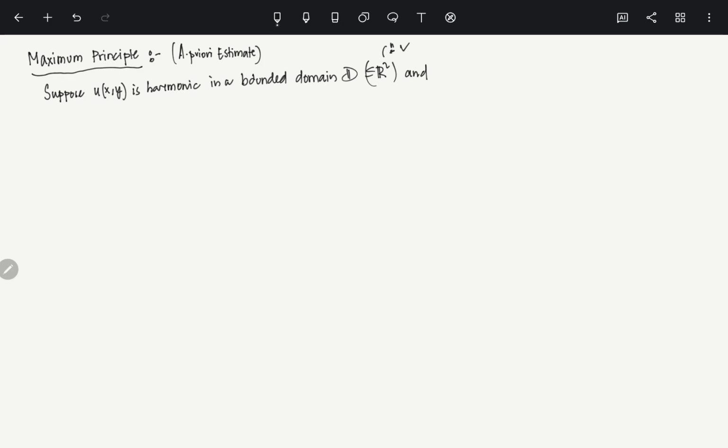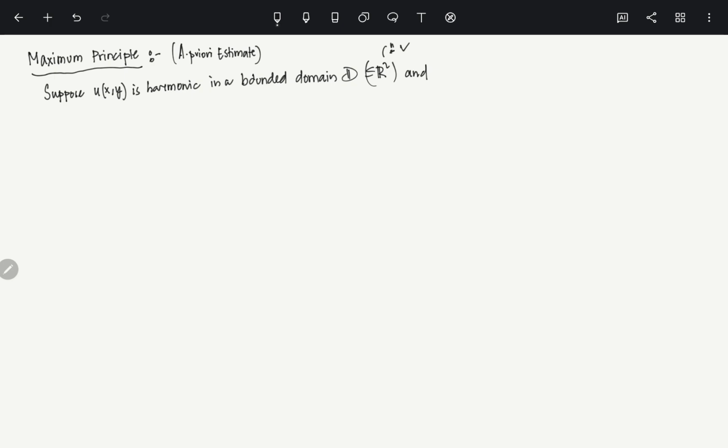Essentially we are starting with the function u, which we are assuming is harmonic. So what are examples of such functions? Let's say u of x, y equals ax plus by plus c. That's one function which satisfies this equation. Or let's say x squared minus y squared. You can see that this also satisfies this property. Any constant will also satisfy this. So there are many different functions which are harmonic in some domain D, which is a subset of R2.